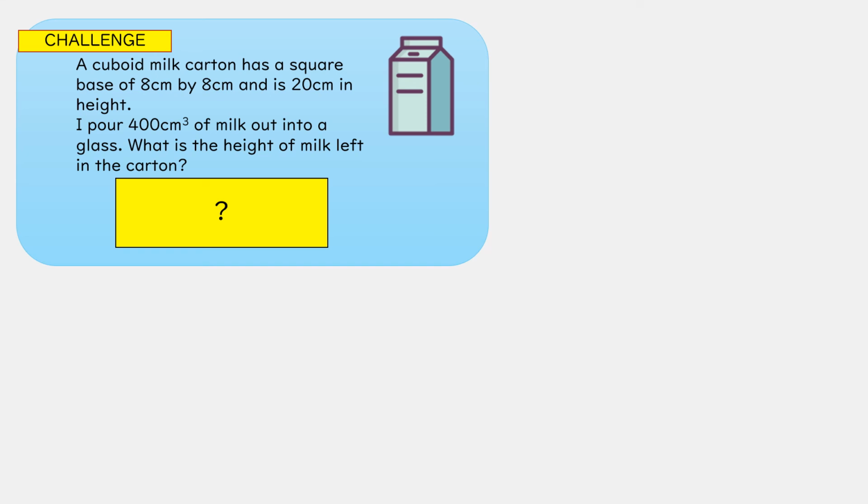I would recommend drawing out a picture and finding out what you know. So we've been doing volume, so start off by finding the volume of the whole thing. Then think about how pouring out 400 centimetres cubed is going to change the height of the milk.